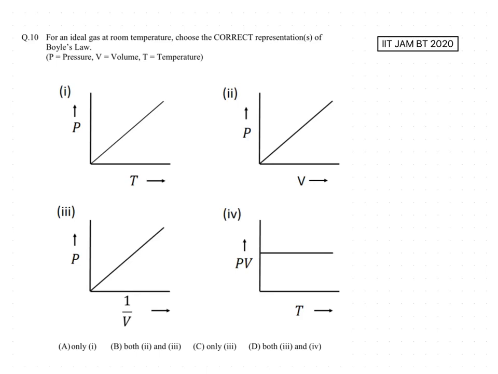Option A is only one. Option B only two, both 2 and 3 correct. Option C only 3 correct. Option D both 3 and 4 correct.